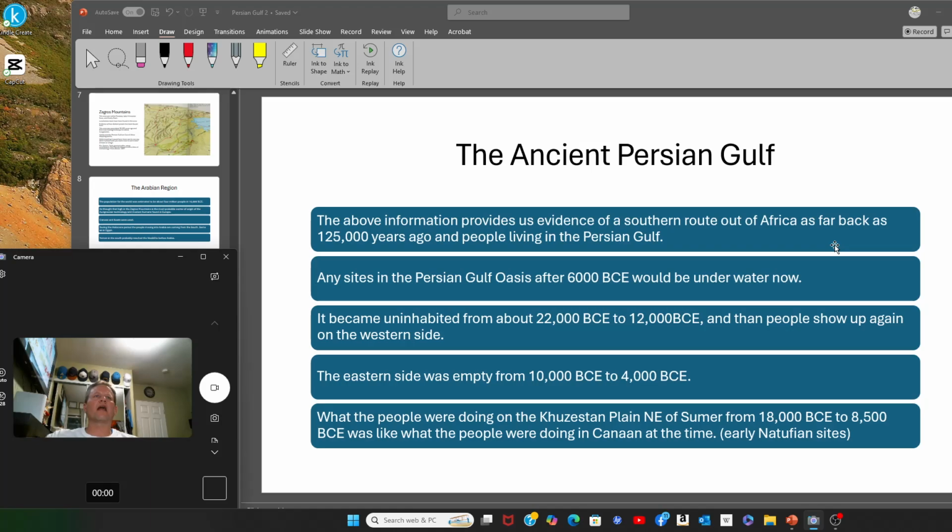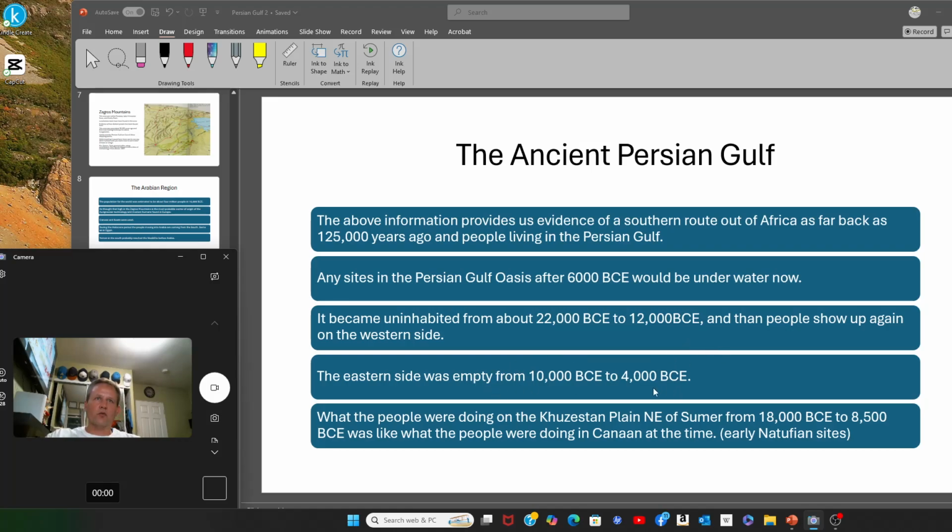It became uninhabited from about 22,000 BCE to 12,000 BCE, and then people show up again on the western side. So when Arabia becomes a desert, like no rain for a long time, drought, the people are moving to the Persian Gulf oasis because the Persian Gulf dries out, and then when the rain comes back and the water comes back, they move back into Arabia.